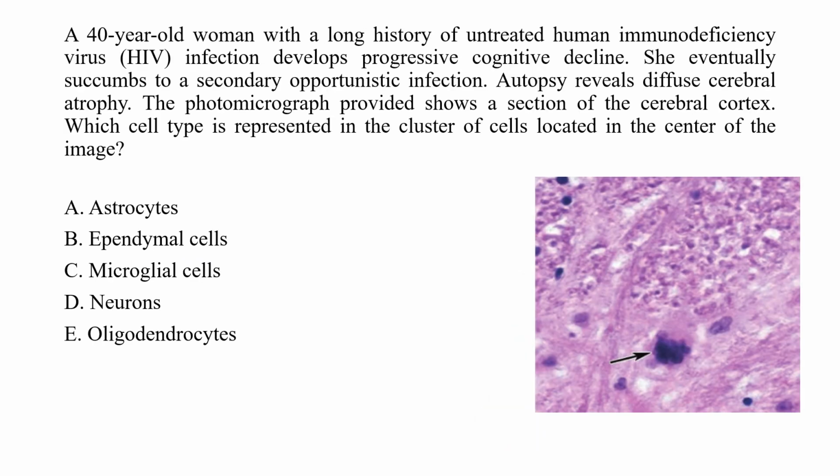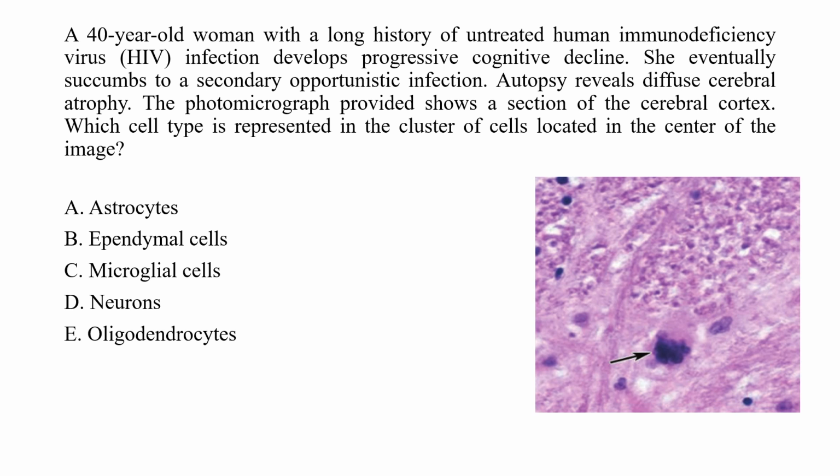Let's have a look at the second question. A 40-year-old woman with a long history of untreated HIV infection develops progressive cognitive decline. She eventually succumbs to a secondary opportunistic infection. Autopsy reveals diffuse cerebral atrophy. The photomicrograph provided shows a section of the cerebral cortex. Which cell type is represented in the cluster of cells located in the center of the image?